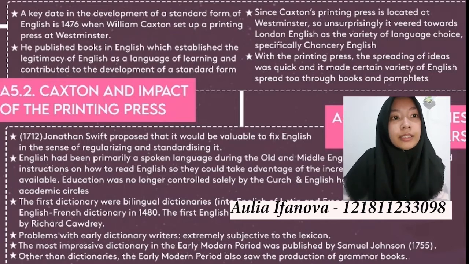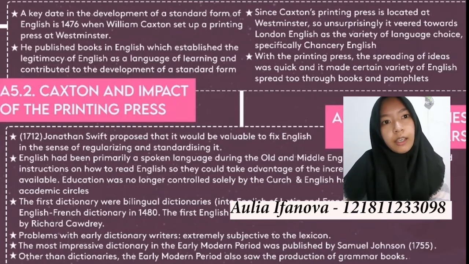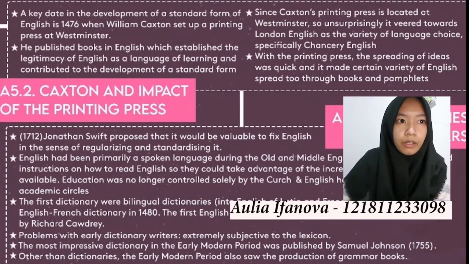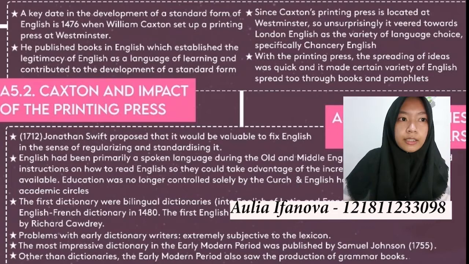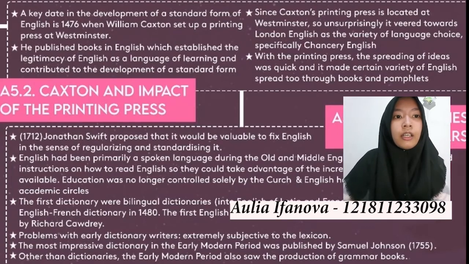The thing that makes his work significant is that he produced books in English, which established the legitimacy of English as a language of learning and contributed to the development of a standard form. At that time, there were many varieties of English, but since Caxton's printing press was located at Westminster, he unsurprisingly veered towards London English as the variety of choice, especially Chancery English.